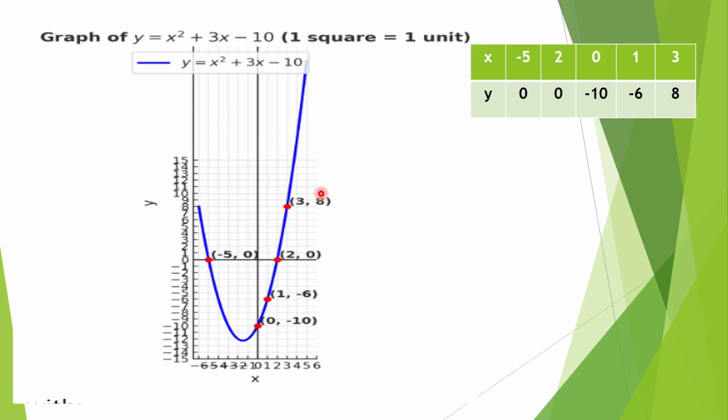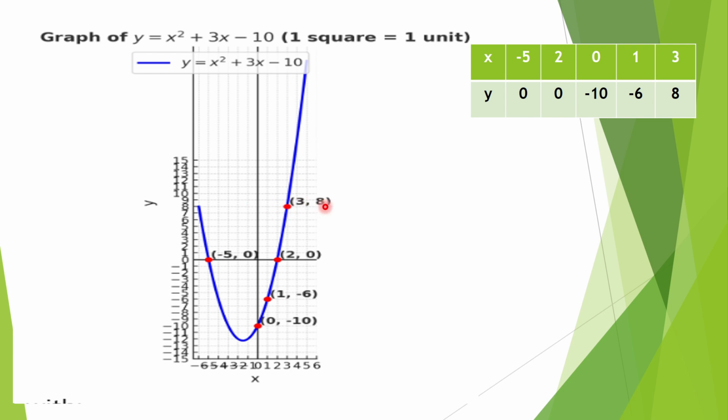the first quadrant. This is called the first quadrant, this is called the second quadrant, this is called the third quadrant, and this is called the fourth quadrant. So when both x and y are positive, the point will be located in the first quadrant. So this is your 3 on the x-axis, and this is 8 over the y-axis. So this is the point 3 and 8.